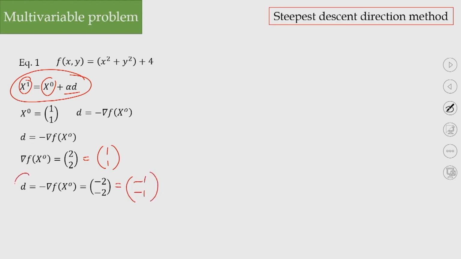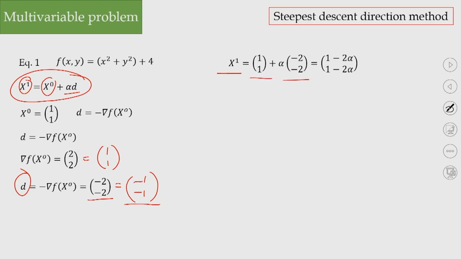So, now I am getting the direction. The direction here is minus 1 minus 1, or minus 2 minus 2, or you can write minus 3 also, you will go along the same direction. Whether you are writing minus 1 minus 1, minus 2 minus 2, or minus 3, it is the same. Let us solve this problem. So, now x 1 equal to x naught plus alpha d.